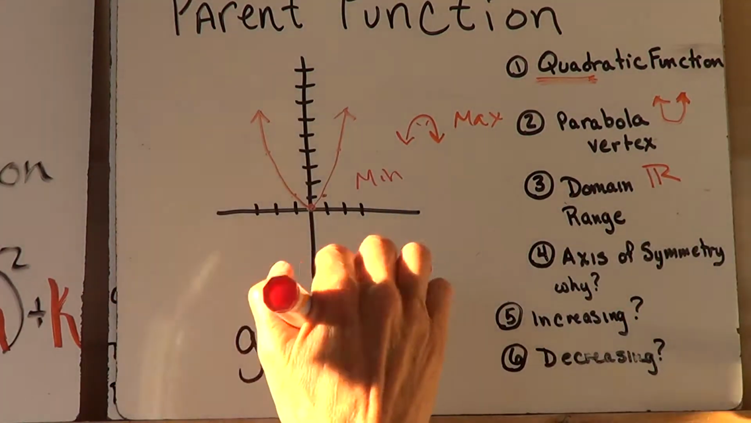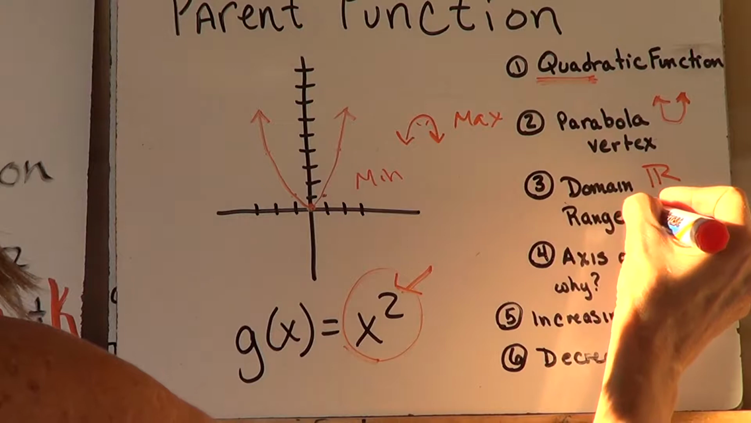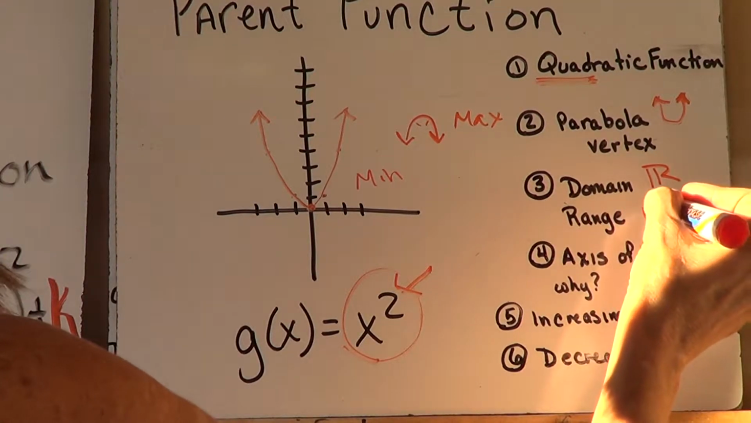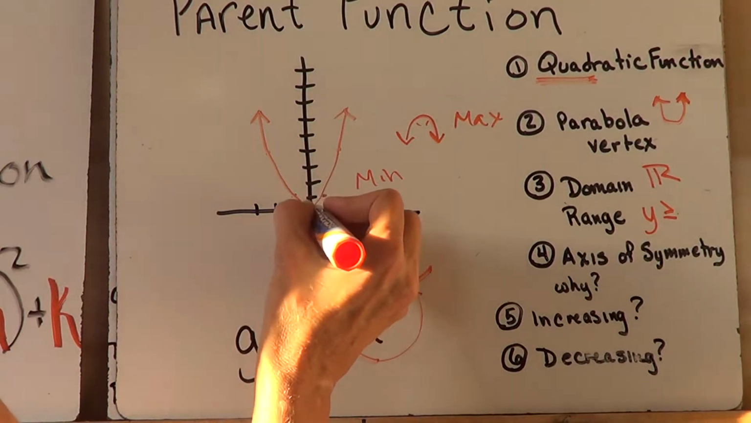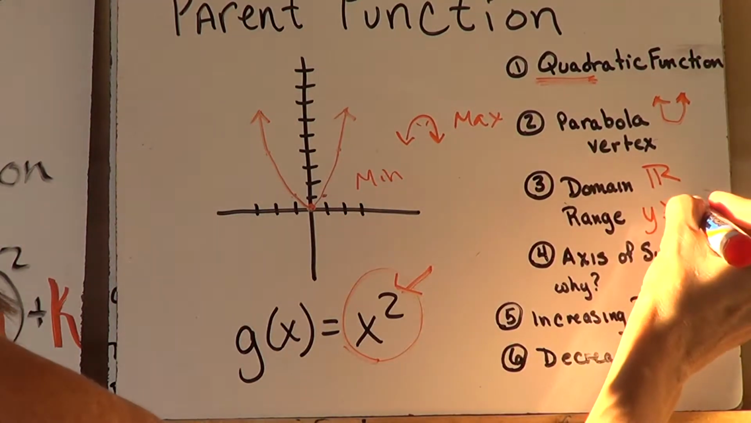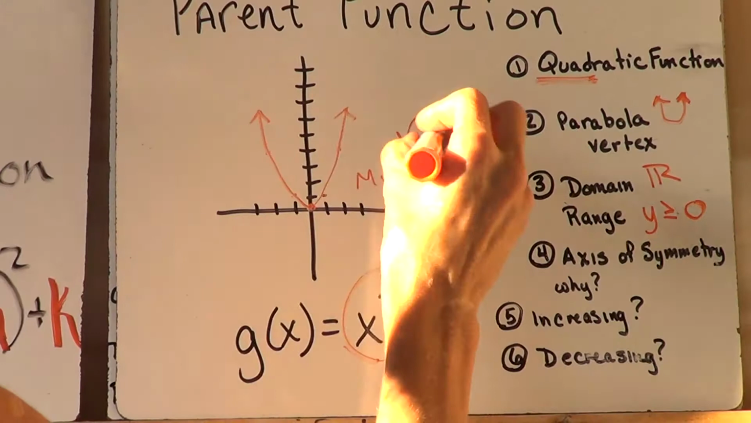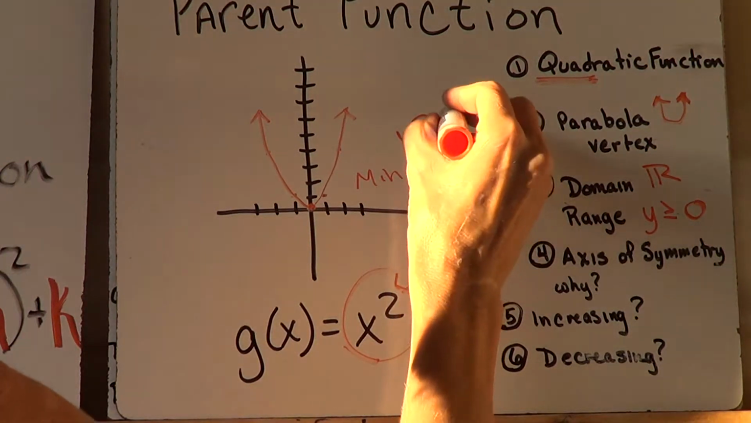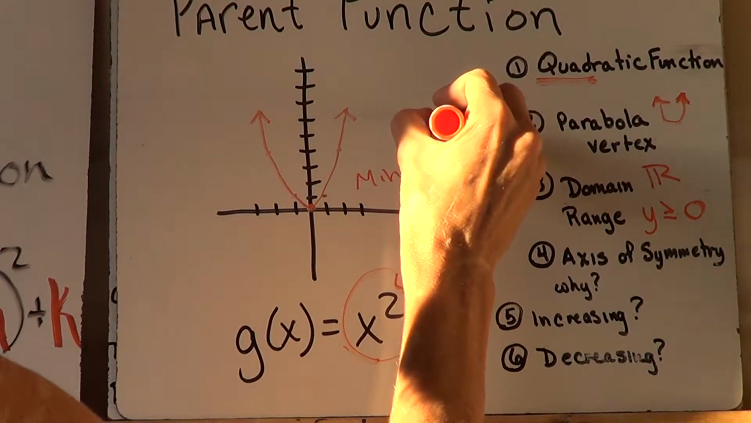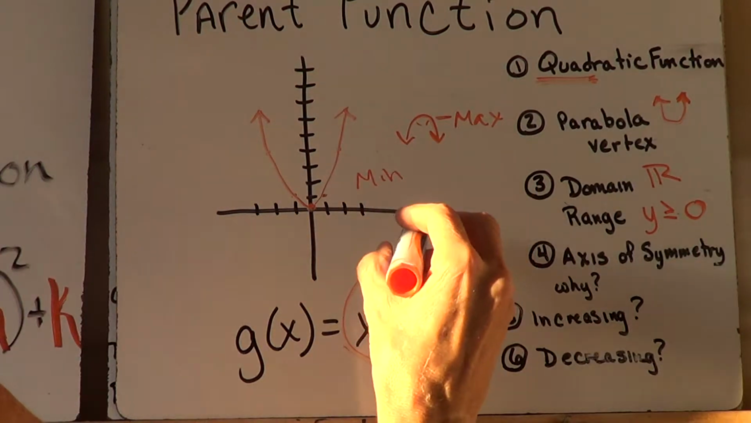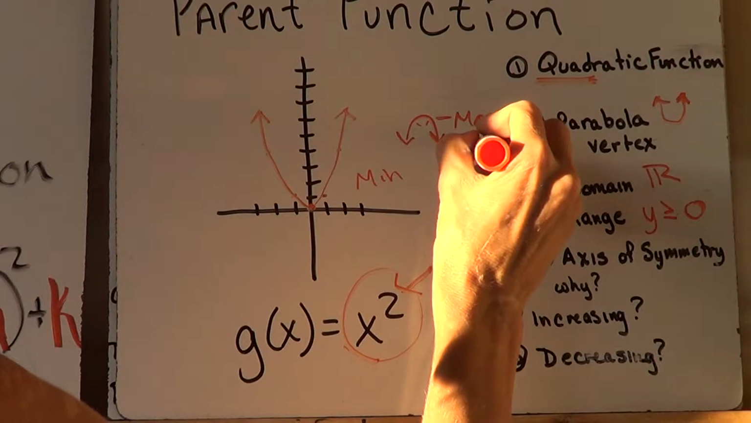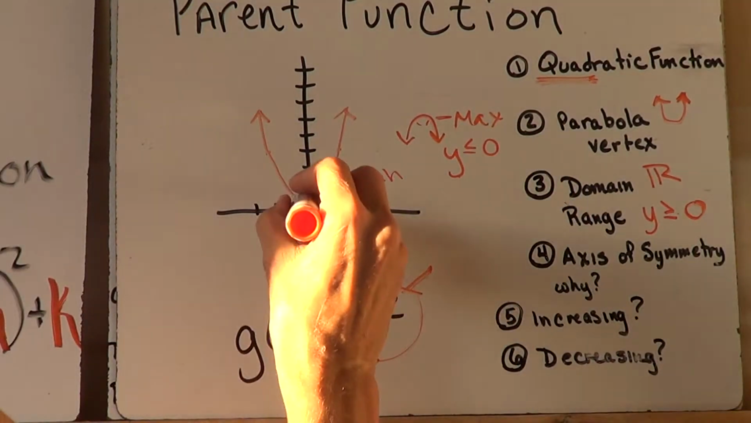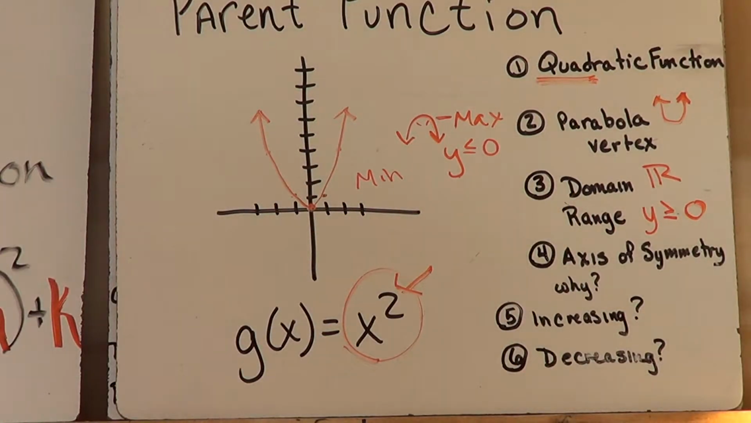The range is with a limit. Y can be greater than or equal to, for this graph, 0. Now interestingly, on the maximum, remember the maximum has a negative in front of the a, then we have y is less than or equal to 0, if it were flipped over right there. Okay, we'll talk about that more as we play with the a values.